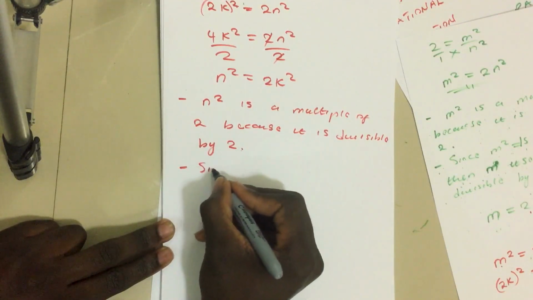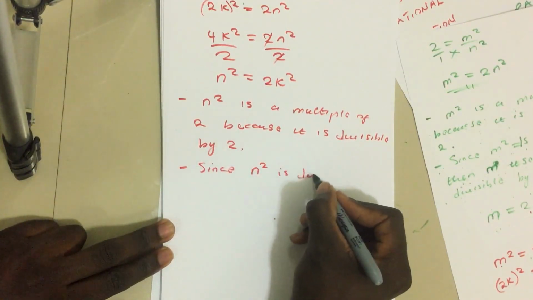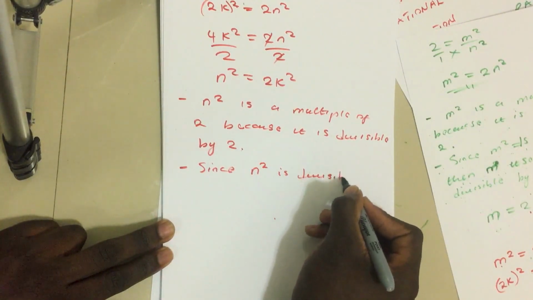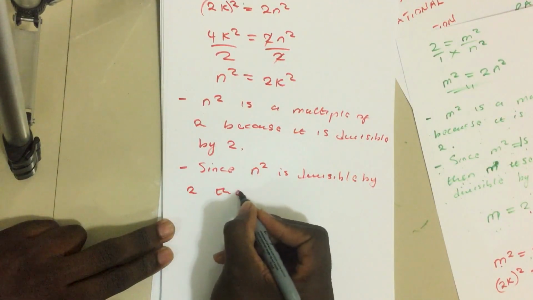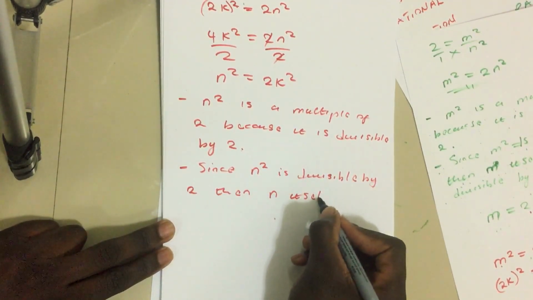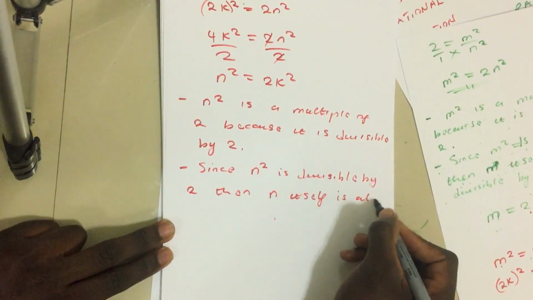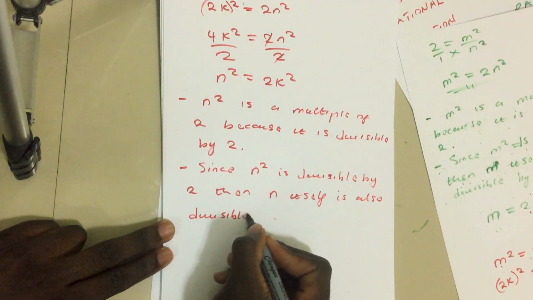So we're going to say, since n squared is divisible by 2, then n itself is also divisible by 2.